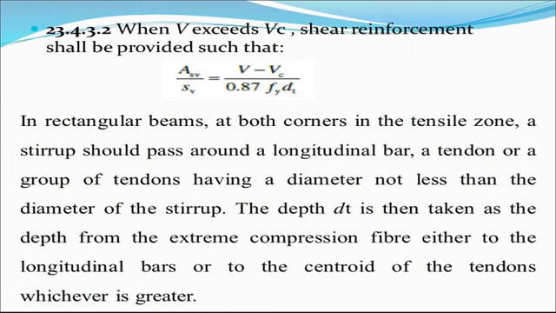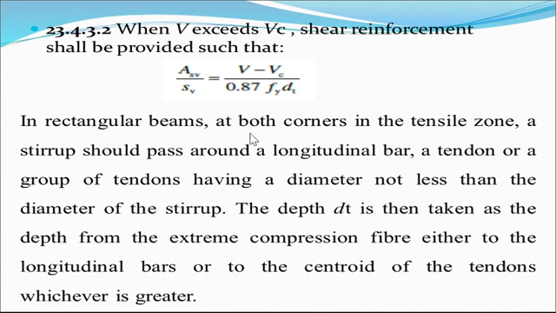When we exceed the VC, that means the external shear force exceeds the shear resisted by concrete, shear reinforcement shall be provided such that ASV divided by SV is equal to V minus VC, that is the net or additional shear, divided by 0.87 Fy multiplied by dt. The depth dt is taken as the depth from the extreme compression fiber either to the longitudinal bars or to the centroid of the tendon, whichever is greater.